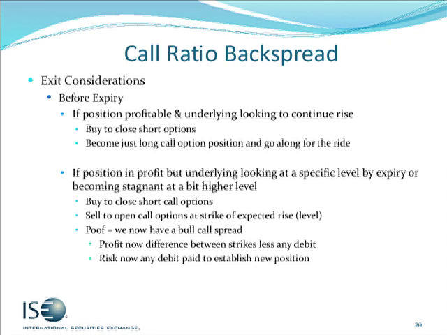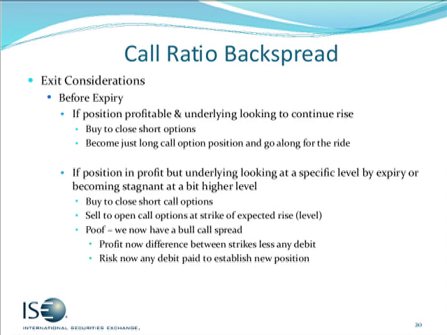So, exit consideration before the expiration of the option. If this position is profitable and the underlying will continue to rise, you could buy to close the short option trade, to become just long a call option and go along and rise. We've now converted it to what we said it would turn out to look like anyway. We closed out the short side. If the position has a profit, and the underlying is starting to look like it will stay at a specific level by expiration, we're looking particularly at resistance in an area, or it's becoming stagnant, not making any significant moves off the current level or maybe a bit higher.